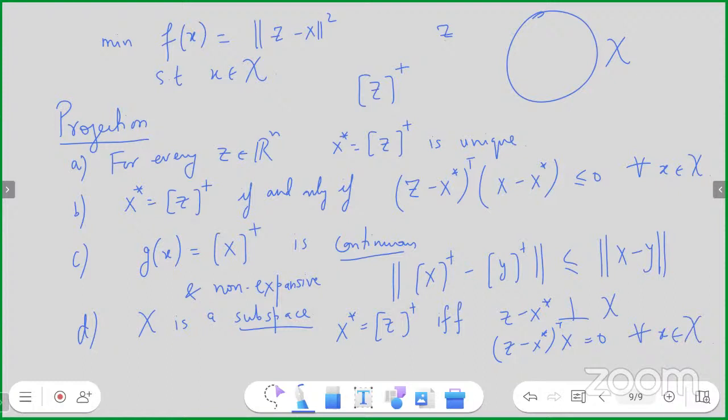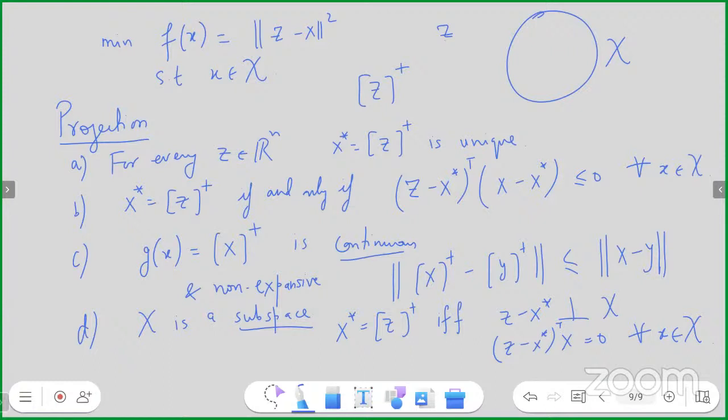So start to observe a lot of things. What is going on and how will you do it? X star, which is the optimizer of the optimization problem, is also represented as Z plus. The X star and Z plus both are points in the convex set X where Z is projected. Z is the point I am projecting. Whatever we have done so far, you can knock off, saying this implies this, this implies that.